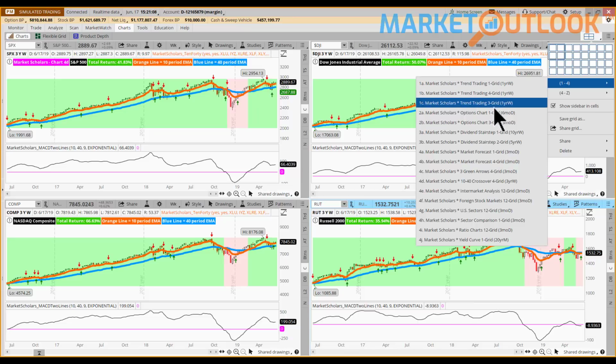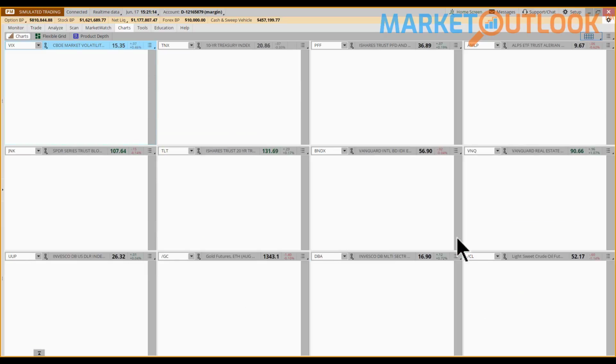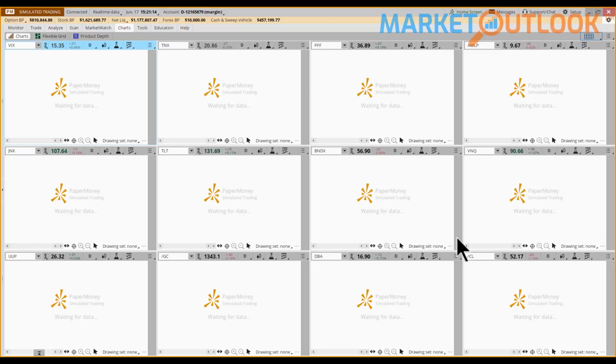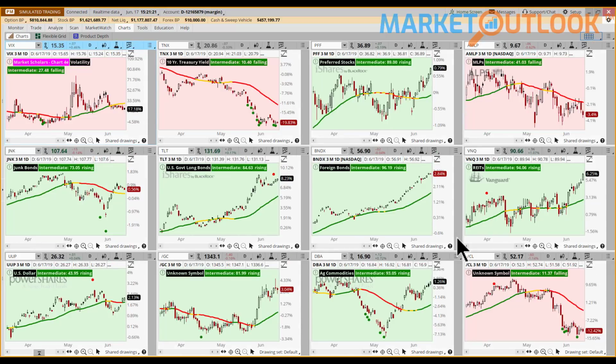Let's now take a look at our 12 grids, and so we're going to start with chart 4E. As a reminder, this will be our intermarket analysis 12 grid. These are going to show us the background color of charts, whether the chart is bullish or bearish according to the intermediate term line on the market forecast. Notice that the VIX has a pink background, and so does the 10-year Treasury yield. Those are the only 2 on the left-hand side. On the right-hand side, we've got the MLPs and we've got crude oil.